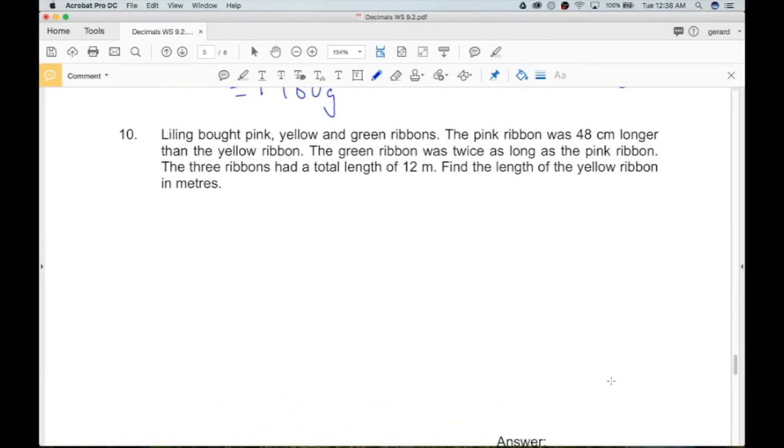Now the next one, question 10. Li-Ling bought pink, yellow and green ribbons. The pink ribbon is 48 cm longer than the yellow ribbon. The green ribbon was twice as long as the pink ribbon. The 3 ribbons had a total length of 12 meters. Find the length of the yellow ribbon in meters. I recommend drawing a model for this, since there's only 3 ribbons. Let's start with the pink ribbon. Just draw one model for the pink ribbon.